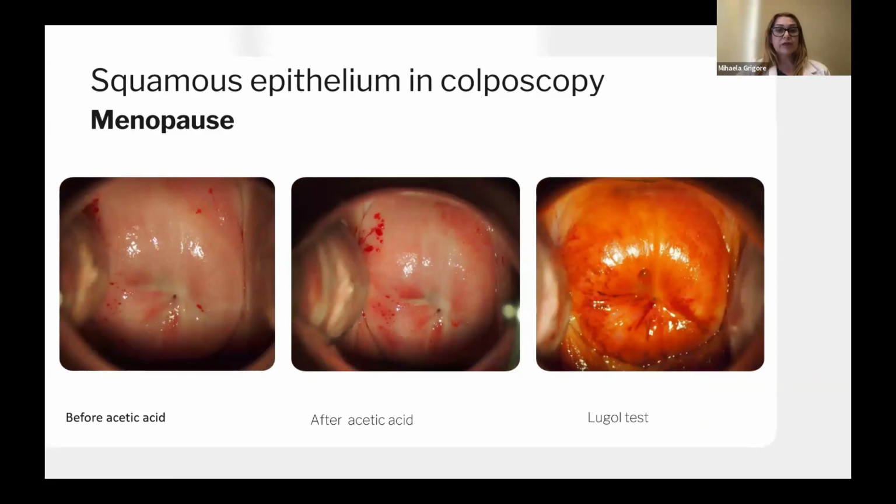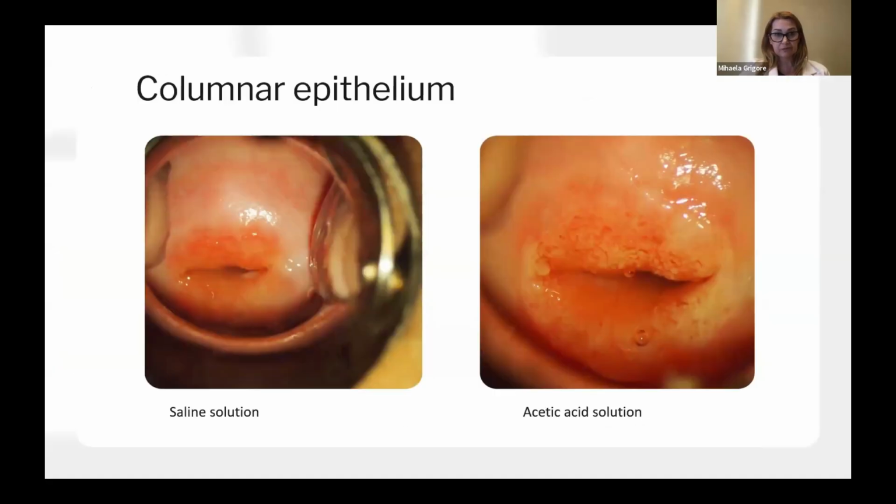During menopause, things can be a little bit different because in this period, the epithelium is thin and the capillaries, the vessels which are in the stroma, are less represented. So the color will not be pink, it will be pale. And also after we apply the Lugol solution, we will have a yellow color, not a brown, because the amount of glycogen is decreased in this period.